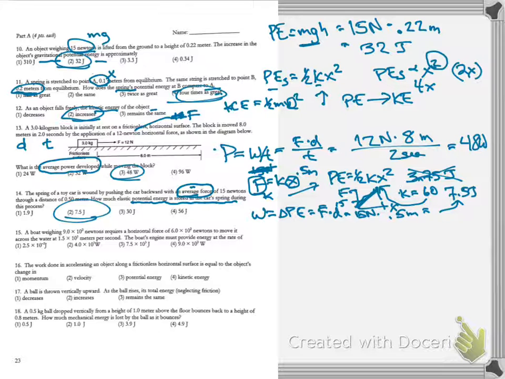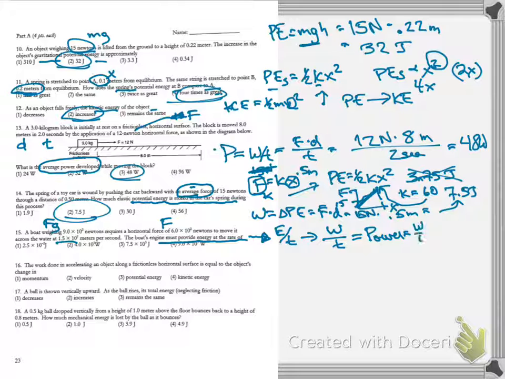Next question, you have the weight of a boat. It requires a horizontal force of that much to move it across the water at that speed. The boat's engine must provide energy at the rate of. This you have to understand what you're actually solving for. The rate at which energy is transferred. Think about that. It's energy per time, but it's energy that's transferred, which the definition of the transfer of energy is work. So it's work per time is what they're looking for, which is just the power.